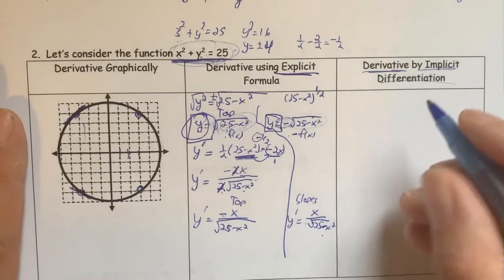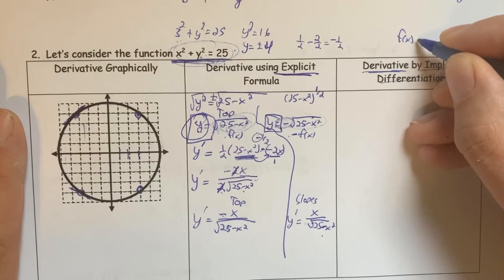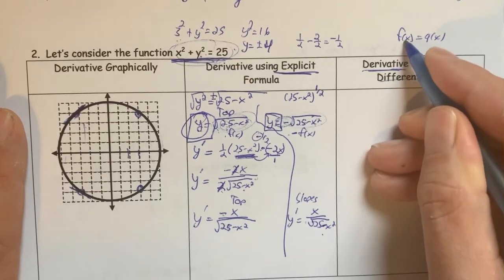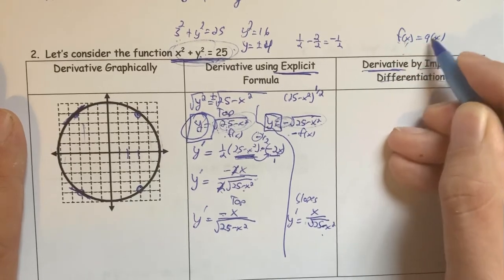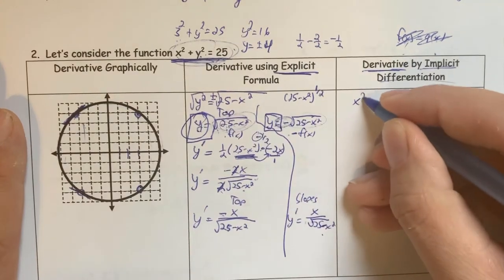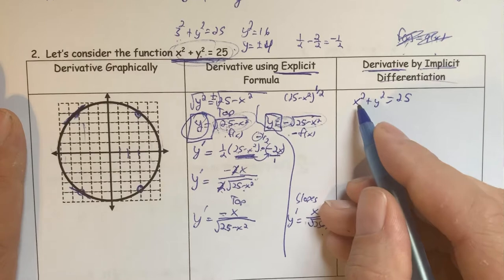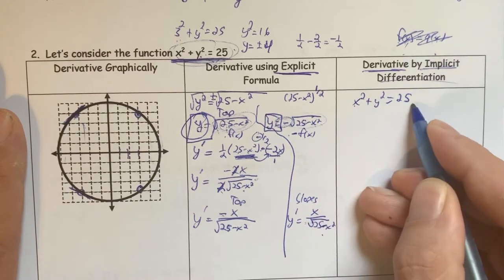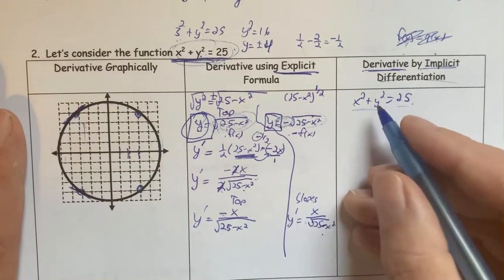Because what you can do is, if you have f of x equals g of x or whatever, you can just do the derivative of both sides. If the two functions are equal, the slopes will be equal. And so if we have x squared plus y squared equals 25, we can just do the derivative of the left side and do the derivative of the right side. And since these were equal, the slopes are going to be equal.